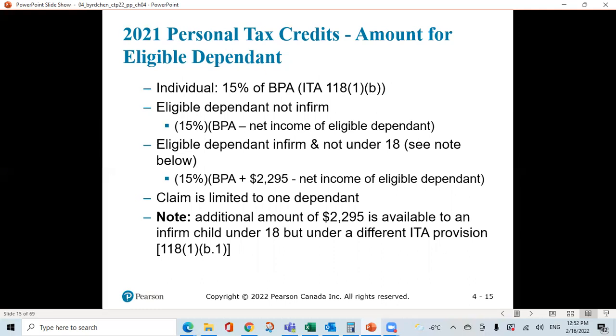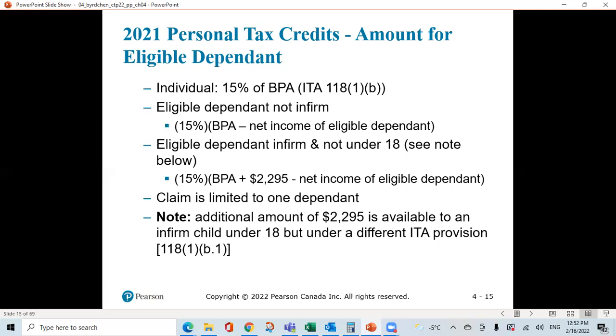So in order to qualify to claim the eligible dependent, the individual taxpayer must be unmarried, not living with a common law partner, or this person is married and has a common law partner, but they didn't live together and this person didn't pay any support for the spouse or common law partner. So be very careful, because I can give examples.